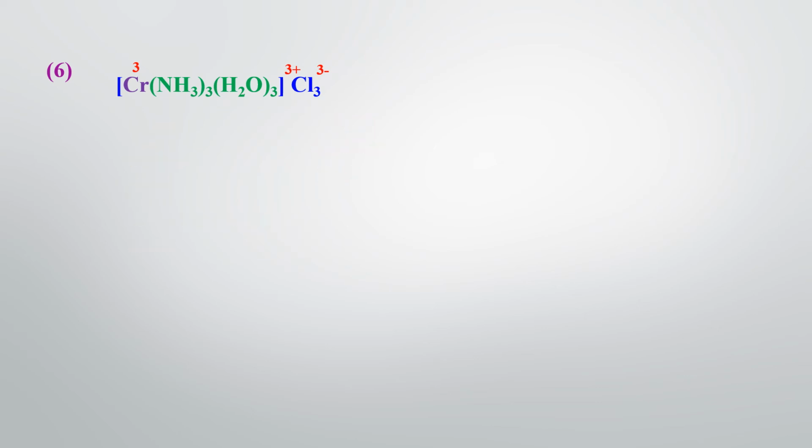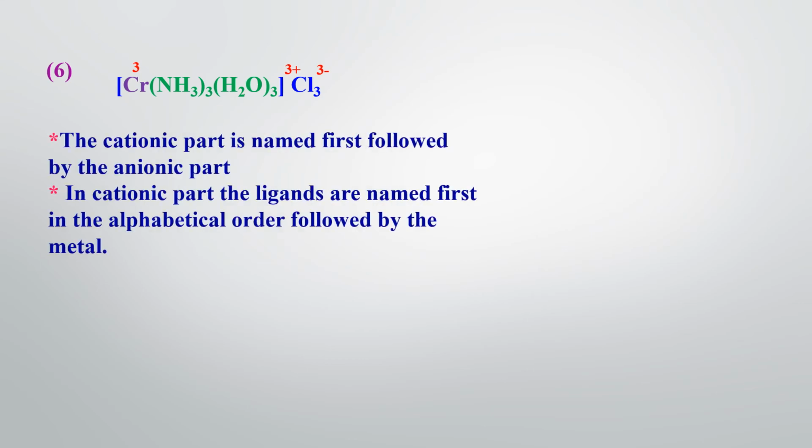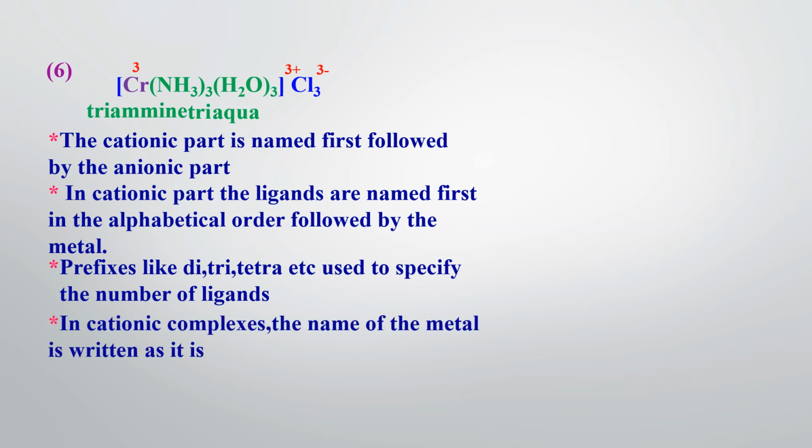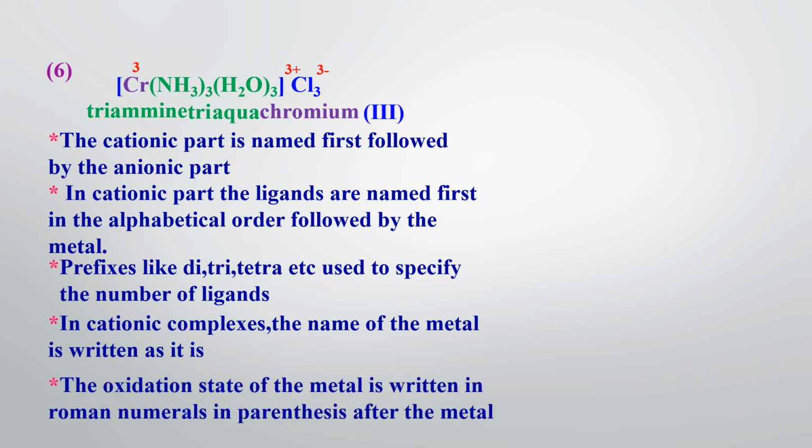Now again naming. First the ligands are named in alphabetical order. Here ammine is there and water is there. Water we will call aqua. So ammine and aqua. Ammine comes first. We have to use a Greek prefix here. 3 is there, so it is nothing but triammine. One more ligand is there: triaqua. Alphabetical order: triammine, triaqua. Then chromium, as usual name because it is a cationic complex. The oxidation state we have to mention. The oxidation state is 3. Then the anionic part without using a Greek prefix, that is nothing but chloride.